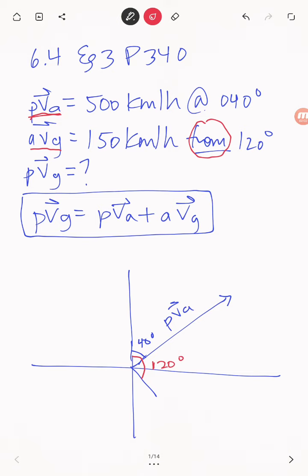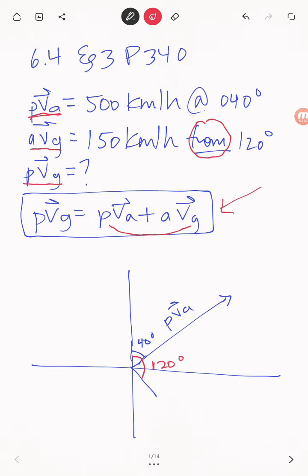We're asked to find the ground velocity of the airplane, and I'm calling that PVG, for the plane's velocity relative to the ground. Now, the most important thing in this problem that allows us to solve it is that the plane's velocity relative to the ground is the vector addition of the plane's velocity relative to the air and the air's velocity relative to the ground. This is part of the reason why I chose this notation, because it makes sense that PVA plus AVG gives you PVG.